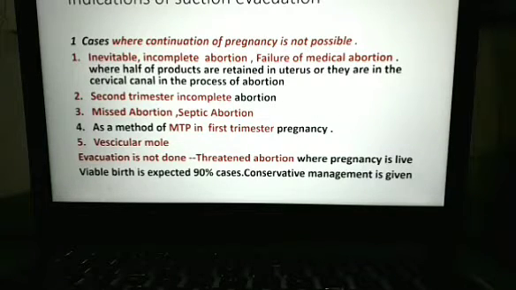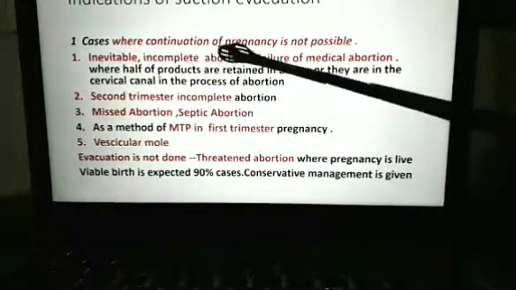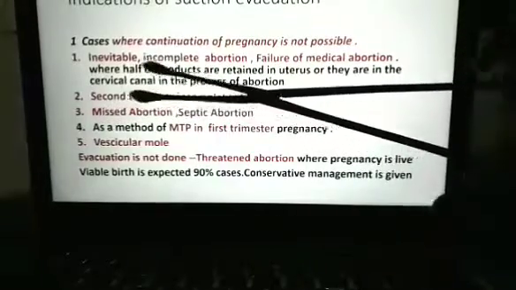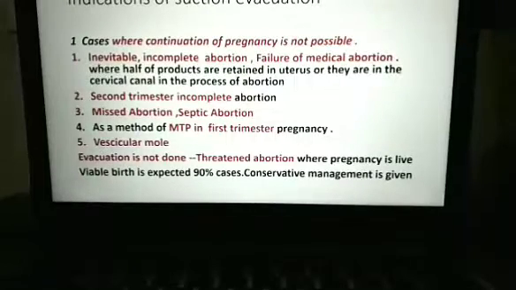Where suction is not feasible with the cannula and suction machine, this type of instrument known as ovum forceps is introduced in the uterine cavity. The products are grasped with the help of this ovum forceps and they are removed. This forceps does not have a catch and the tips are like this. So remember, this instrument is also kept for the examination for the undergraduates and postgraduates both.